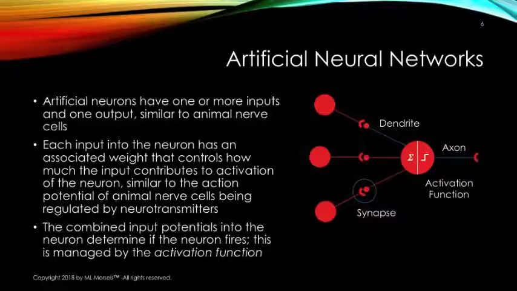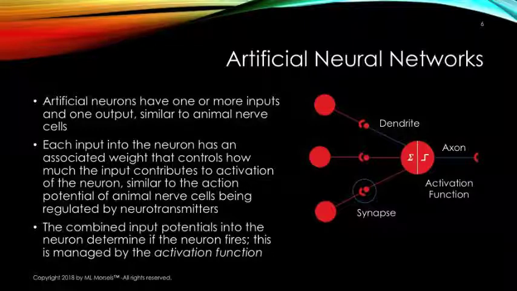Artificial neural networks are models of the biological neural networks that we just examined. Like typical neurons, artificial neurons have one or more inputs that correspond to the dendrites of a neuron, and one output that corresponds to the axon of a neuronal cell. The output of an artificial neuron may be connected to the inputs of other neurons in a method similar to biological neural networks. Each input to an artificial neuron is multiplied by a weight that controls how much that input contributes to the activation of the neuron, similar to how neurotransmitters regulate the action potential of animal neuronal cells.